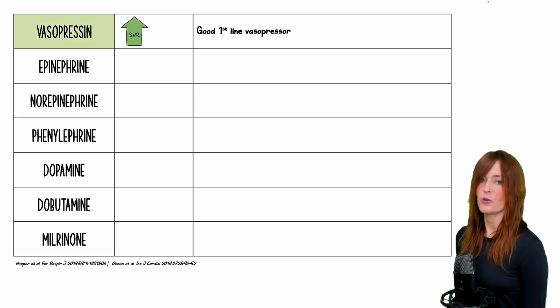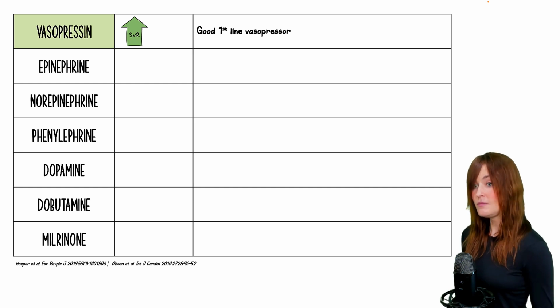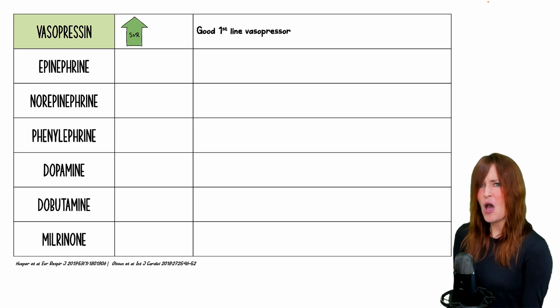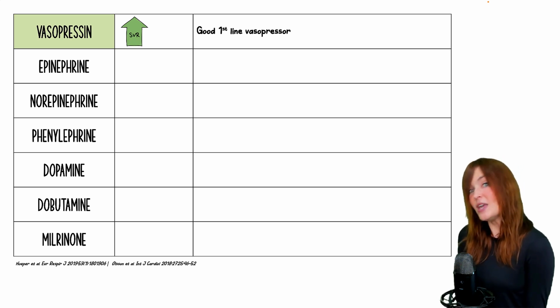And a really great choice for this can be vasopressin. The nice thing about vasopressin, it increases your systemic vascular resistance and has almost no effect on your pulmonary vascular resistance, so it can be a good first line.